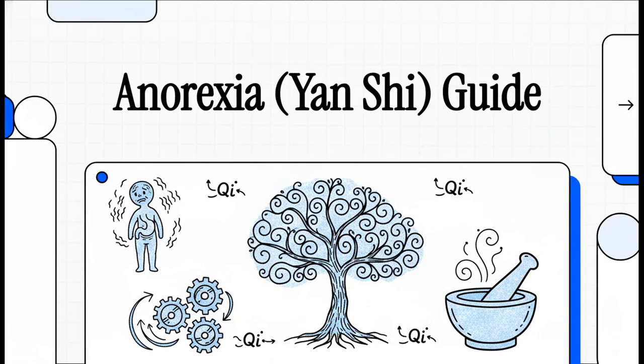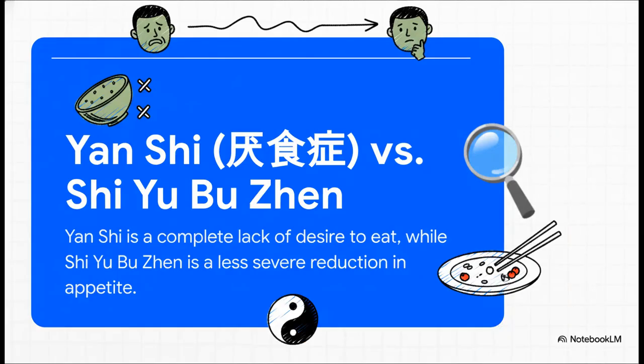All right, are you studying for your TCM boards? Then you are in exactly the right place. In this explainer, we are doing a super high-yield focus breakdown of anorexia, or what we call Yanxi. We're going to cut through all the dense theory and give you exactly what you need to recognize the patterns and just nail those exam questions. Okay, let's dive right in.